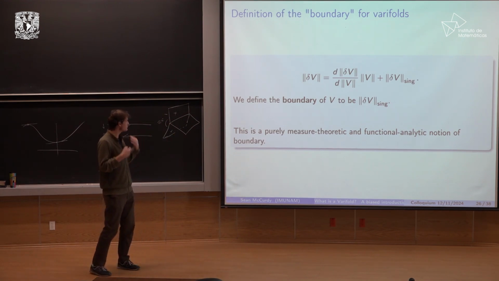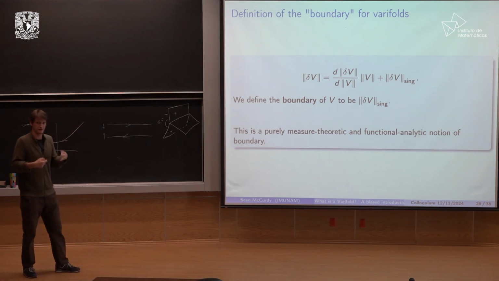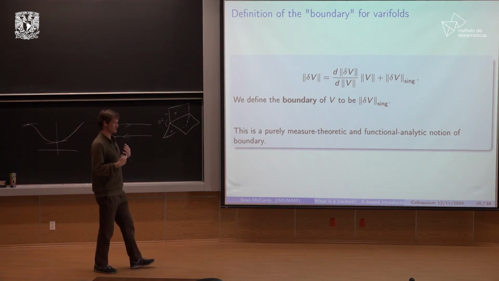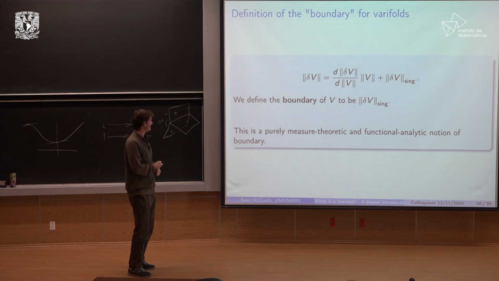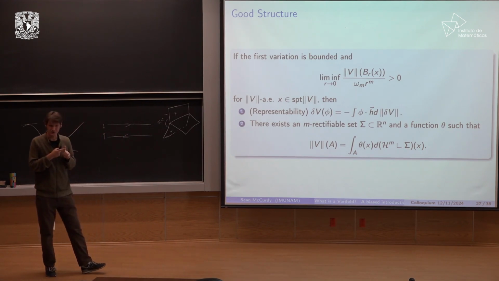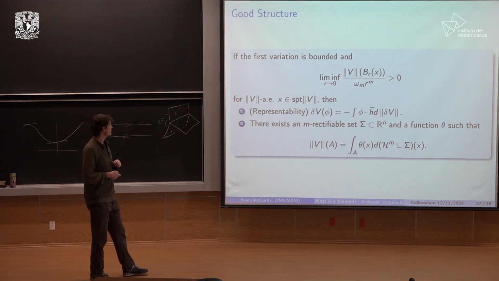And this gives us a beautiful measure theoretic and functional analytic notion of the boundary, which as an analyst, oh, good. This is, now we're cooking, right? This starts to feel like home. So now we know what the boundary is. The last question I had asked was about good structure. How do we talk about the structure of the support of the mass?